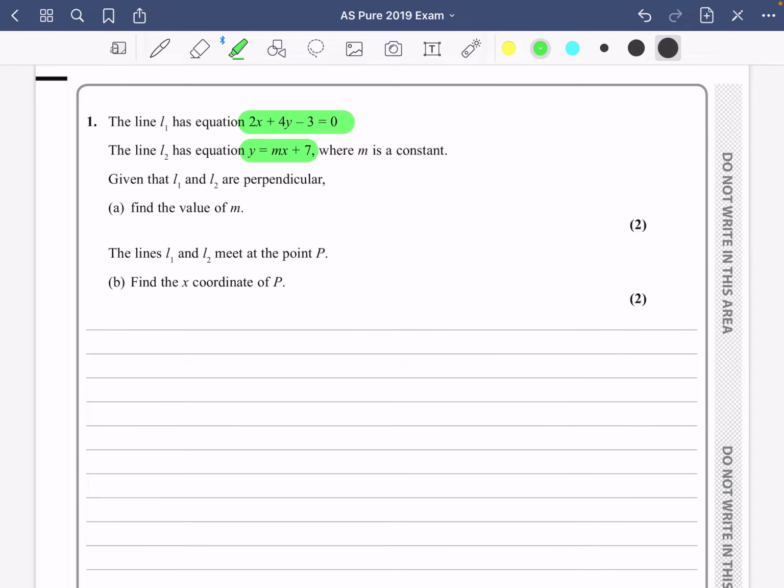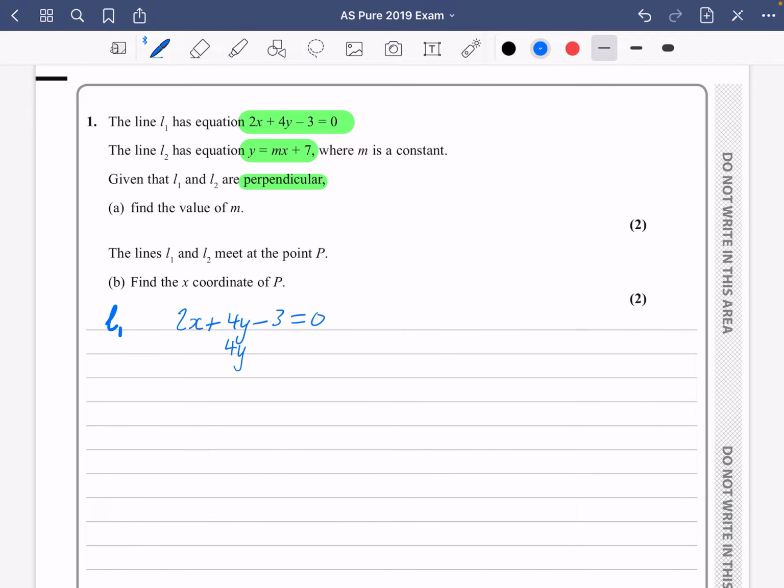So in the first question, it says that the line L1 has this particular equation, and L2 has this equation here where we don't know what the gradient is. The first thing that it says is that these two lines are perpendicular to each other, so we know something about them. First of all, I'm going to find out the gradient of line 1. So I'm going to rearrange this so that I make y the subject to find out what the coefficient of x is.